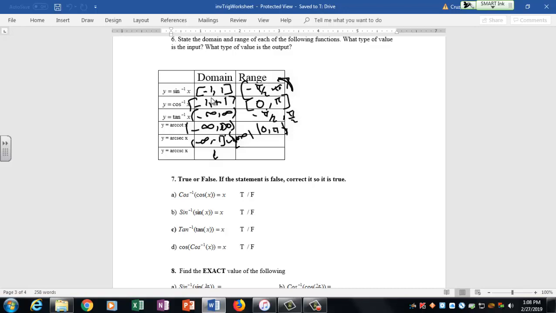And then arc secant, which is 1 over cosine, is 0 to pi, except we're not including pi over 2. Okay, so 0 to pi over 2, union pi over 2 to pi. This one is negative pi over 2 to pi over 2, but we're not including 0. You could do that by saying negative pi over 2 to 0, union 0 to pi over 2. Brackets on the pi over 2, parentheses on the 0. All right.